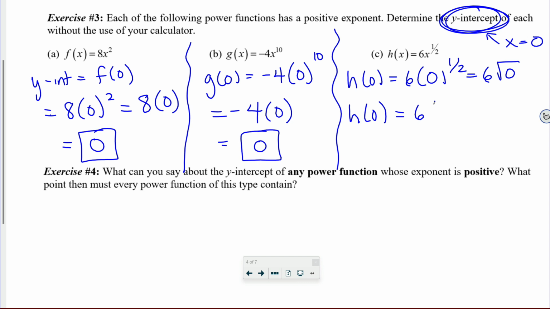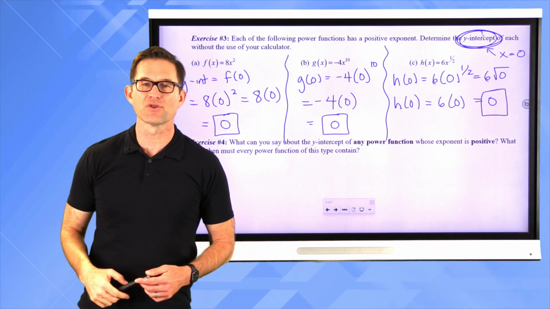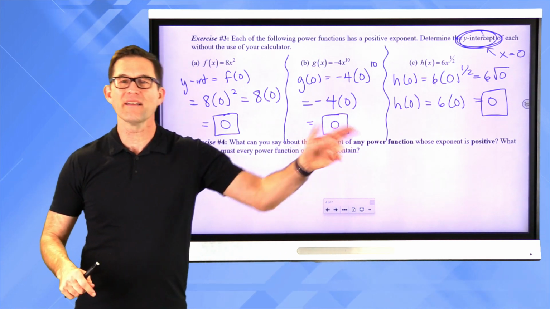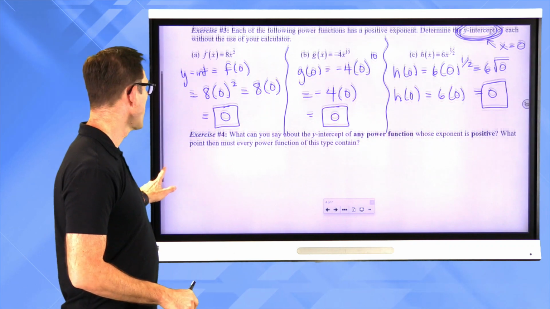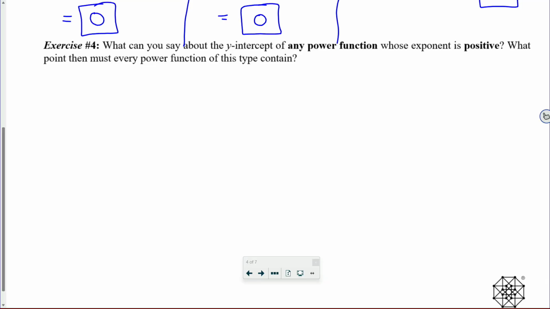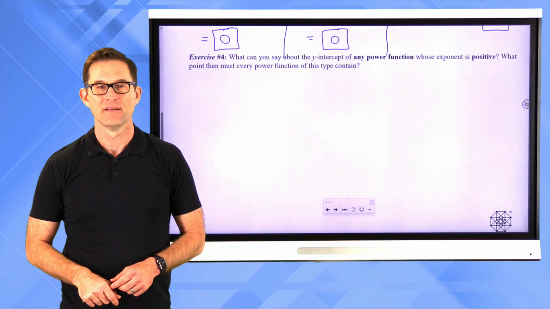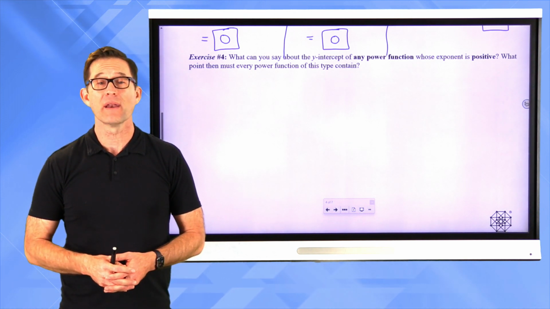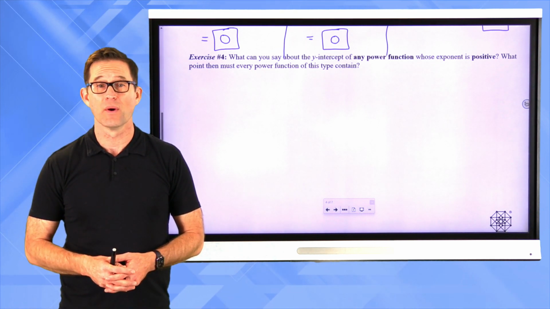That's going to be 6 times 0, and that's 0. Well, that might have been the easiest exercise that we've done in Algebra 2. The answer to A, B, and C is 0. And that leads us to exercise number 4. What can you say about the y-intercept of any power function whose exponent is positive? What point then must every power function of this type contain? Pause the video right now and see if you can answer those two questions.